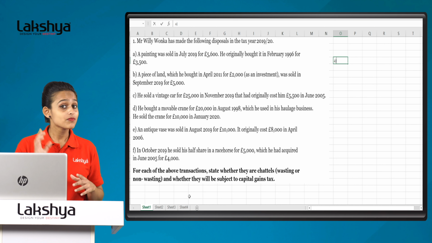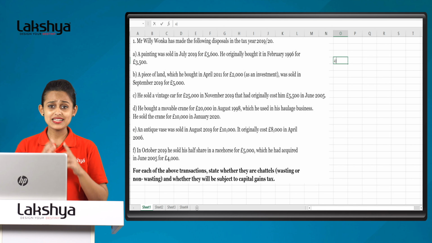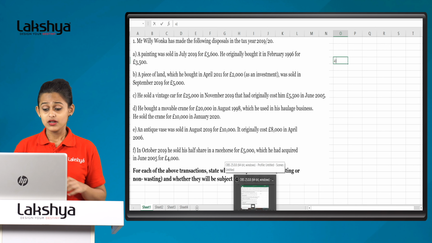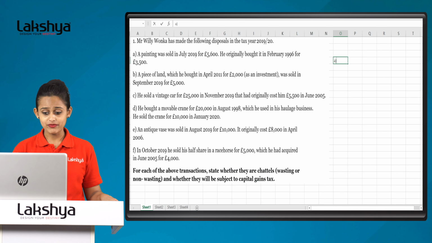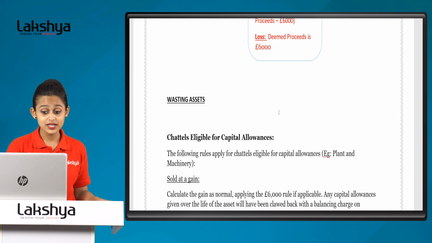Is this a chattel? Yes, it is a chattel, because it is tangible movable property. Is it a wasting or a non-wasting chattel? Now, what did we see? If you want, you can go back. We will look into our list, that is in the list which I showed you in the beginning.